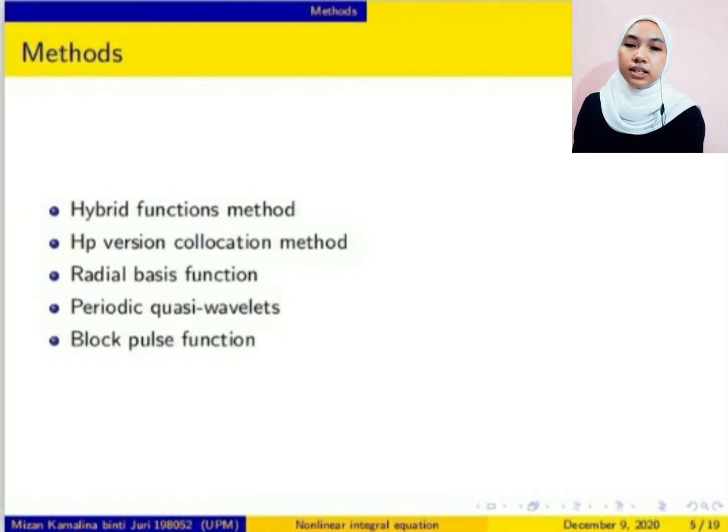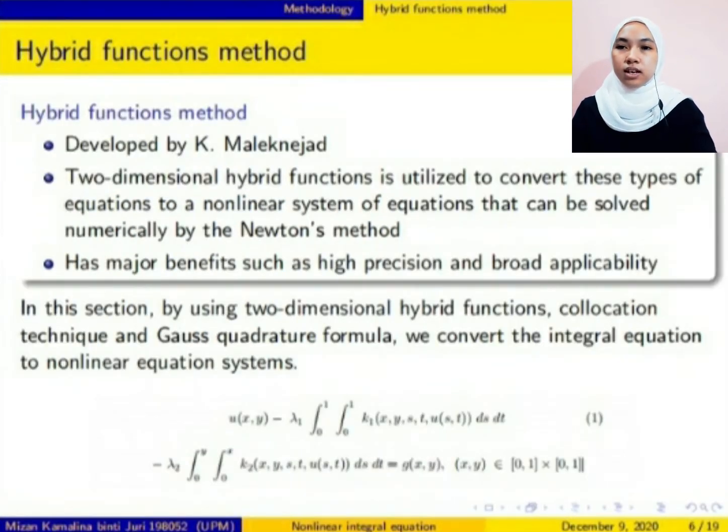So some of the methods that have been developed are hybrid functions method, collocation method, radial basis function, periodic quasi-wavelet and block pulse function. The proposed method reduces the integral equation to a system of nonlinear integral equation that can be easily solved by any numerical method. Now, let's move on to the first method that I have done some research on, which is hybrid function method.